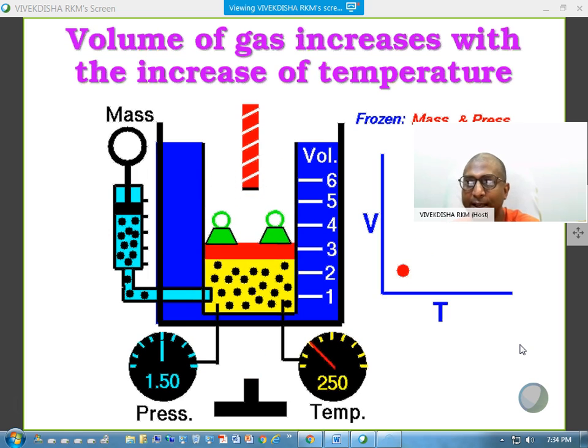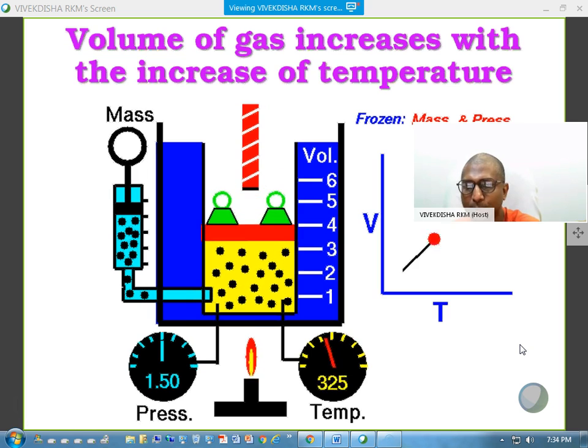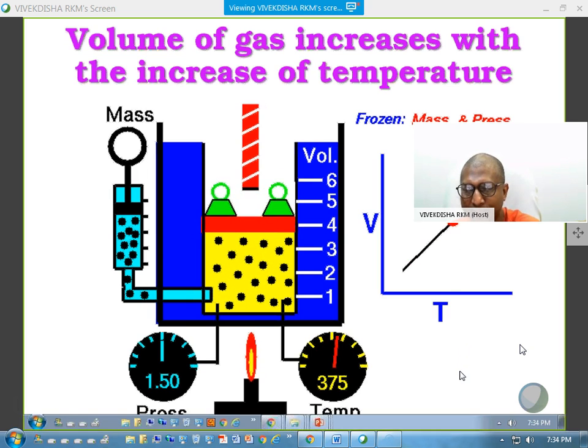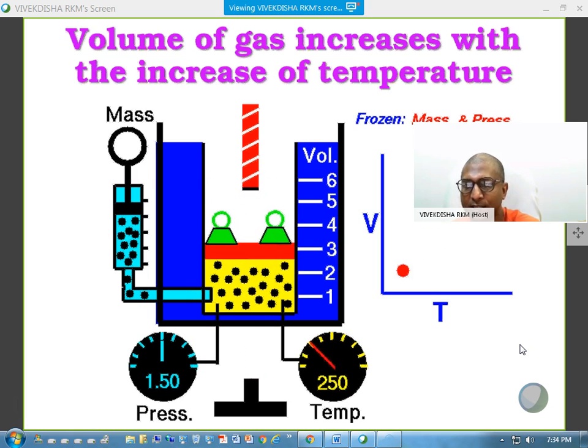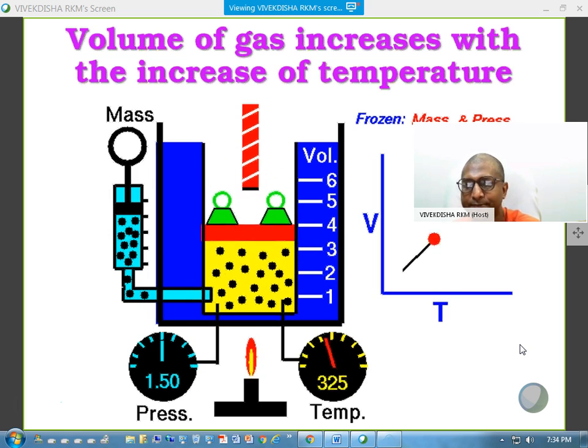So that will be for gases. Volume of gas increases with the increase of temperature. Write it down in the characteristics. So this is a characteristic of gas: volume of gas increases with the increase of temperature.